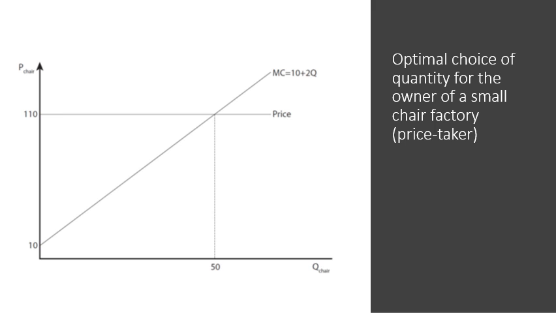So here's our simple graph of a perfectly competitive market with a marginal cost curve equal to 10 plus 2Q. The price is equal to 110. So in this case, the price is equal to our demand curve. Let's suppose this is the optimal choice of quantity for the owner of a small chair factory, or a price taker. The intersection of these two curves is 50. So that's the optimal production quantity at a price of 110.